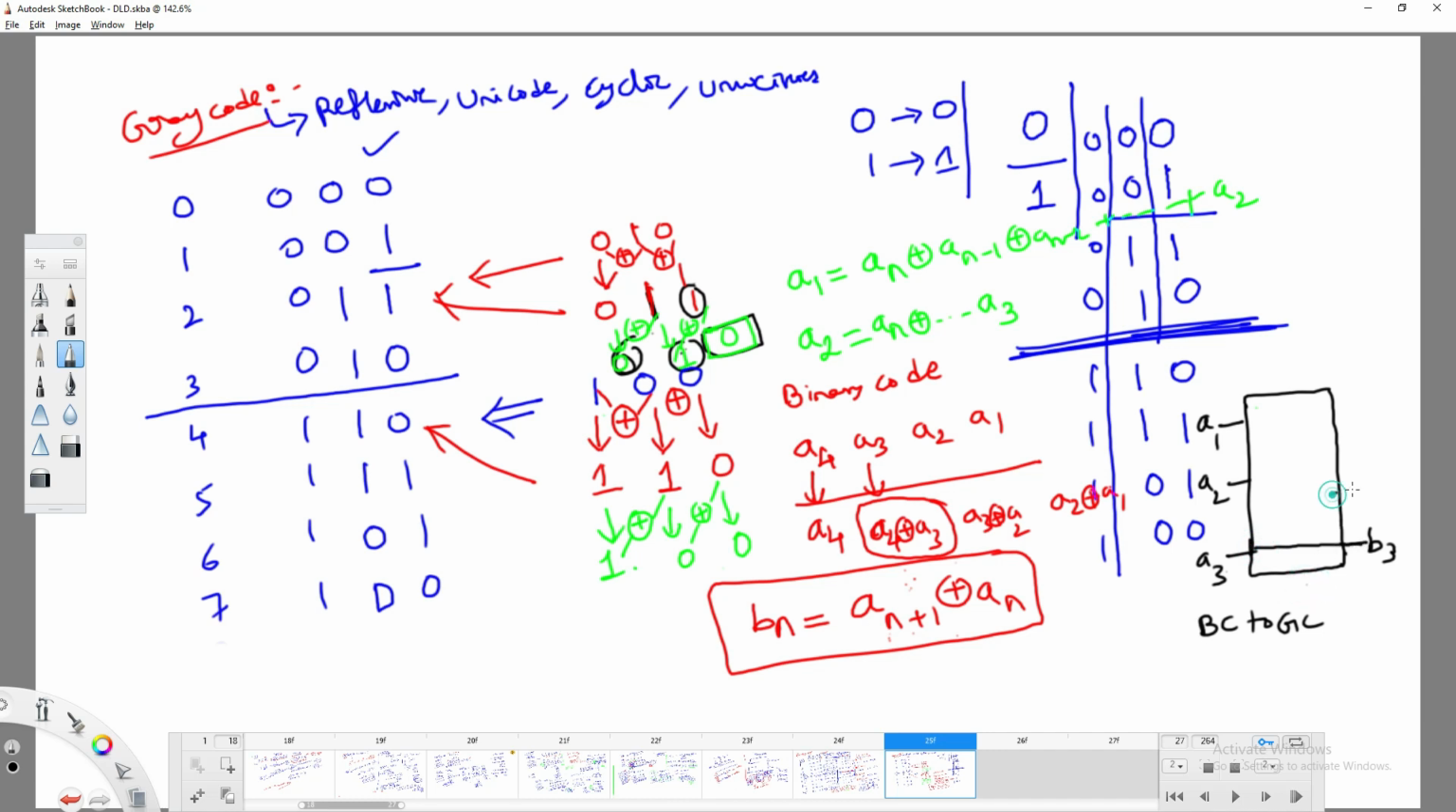How are we going to get B2? B2 you are going to get by the XOR operation of A3 and A2, right? So I take the input of A2 and the input of A3. There is a symbol called the XOR operation symbol, which is going to produce B2. How are we going to get B1 here? The XOR operation of A1 and A2. So like this, you need to draw the circuits in the future. That is where you require this kind of analysis, right?